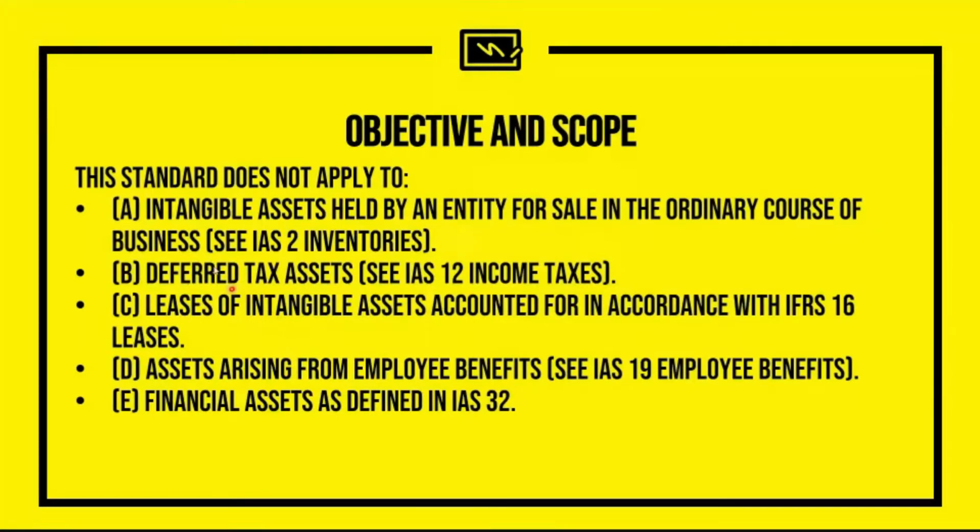In addition, the standard does not apply to intangible assets which are considered as inventories, deferred tax assets because it is covered by IAS 12, leases of intangible assets accounted for in accordance with IFRS 16 because if it is already a leased asset, then it is going to be accounted for as a right of use asset on the point of view of the lessee. We have assets arising from employee benefits, which is covered by IAS 19. We have financial assets covered by IAS 32.